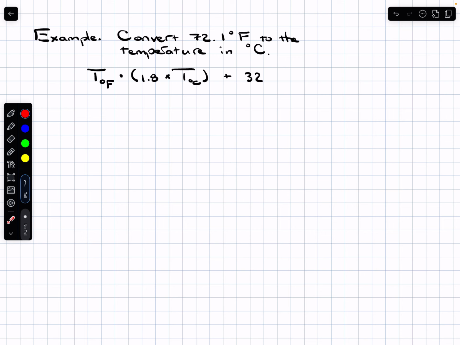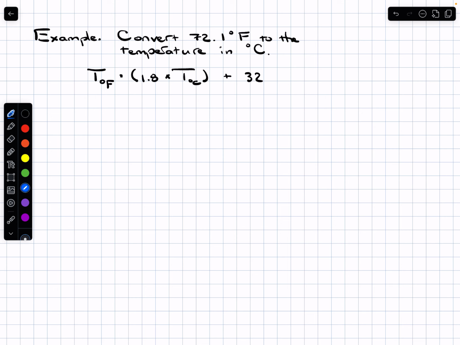But the question that we've got here is to convert 72.1 degrees Fahrenheit to a temperature in degrees Celsius. So this is a slightly different problem. So how do we go about doing that? Well, a lot of algebra involves working backwards. So let's take a look at what we're trying to find and what we're given in this particular problem.